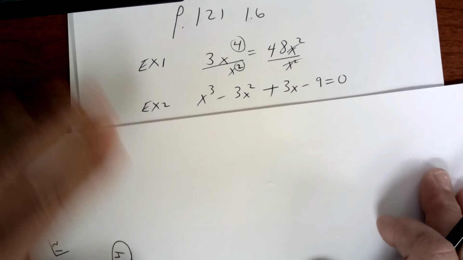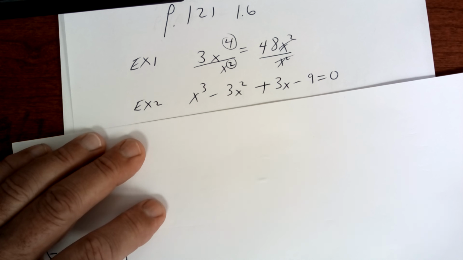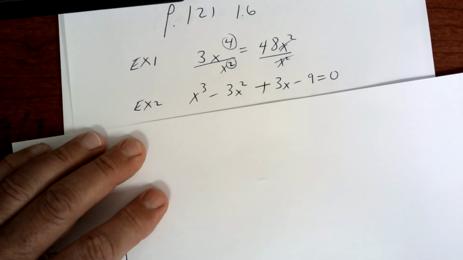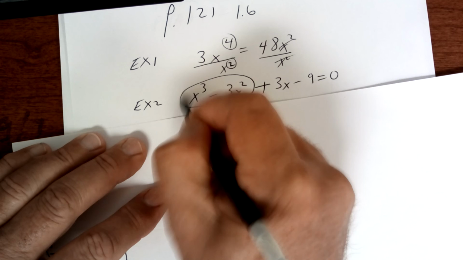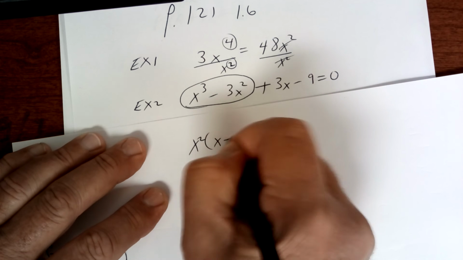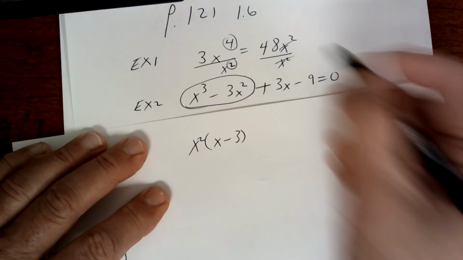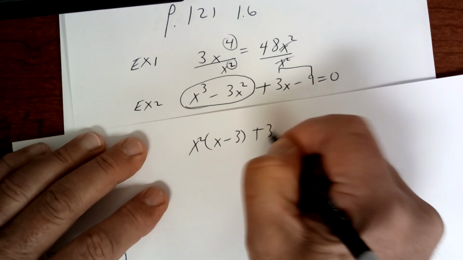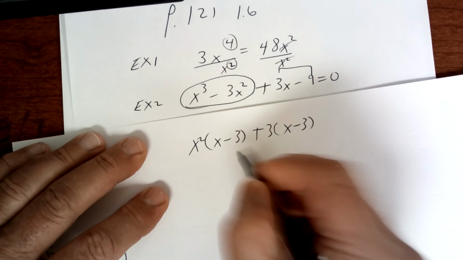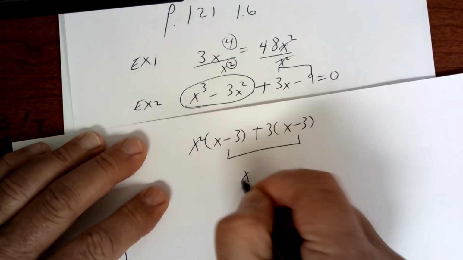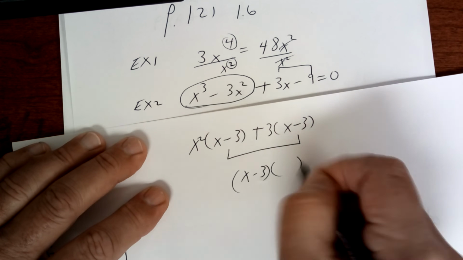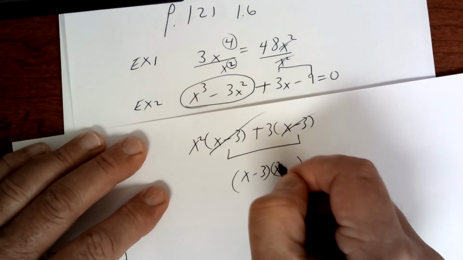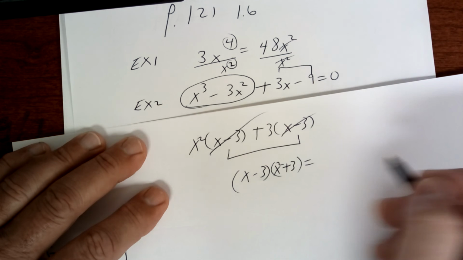This one right here, copy that one down. This one has 4 terms, so the first thing you should think of is group factoring. I would factor out an x squared here. So I'm left with x minus 3. This one I would factor out a 3, so I'm left with x minus 3. These are in common, so I would take out the x minus 3. And when you do, you're left with x squared plus 3.